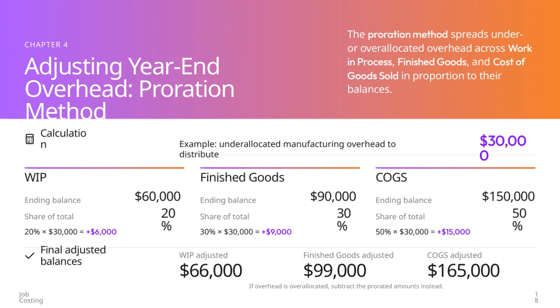It's important to note, if the overhead were overallocated, we would subtract these prorated amounts instead of adding them. This method ensures a fair proportionate adjustment reflecting the actual overhead costs remaining in inventory and those expensed.